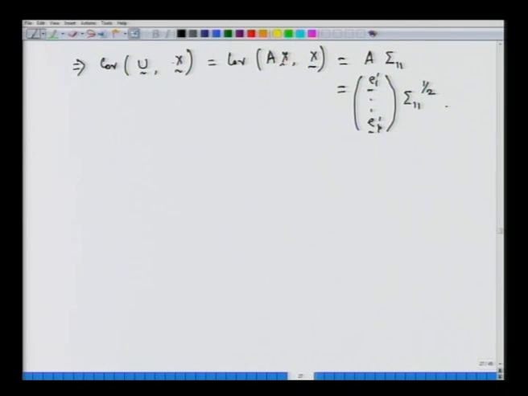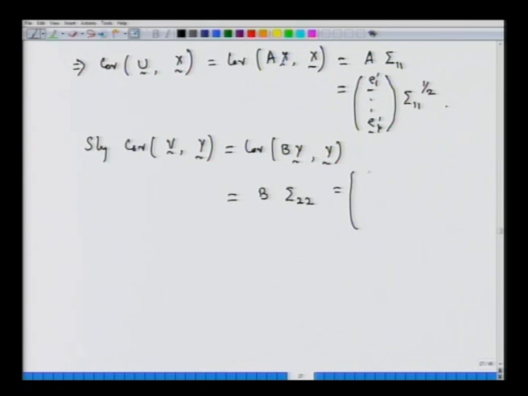Now, we can use similarly the covariance matrix of v vector and the y vector. What is that going to turn out? That is going to be given by the covariance between the v vector and the y vector, which is going to be given by B times sigma 22, and that is going to be given by f1 transpose, f2 transpose, up to fq transpose times sigma 22 to the power half. So, we will stop this lecture at this particular point and continue from here.